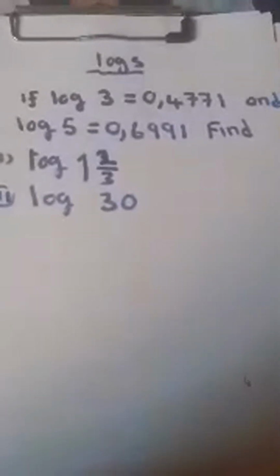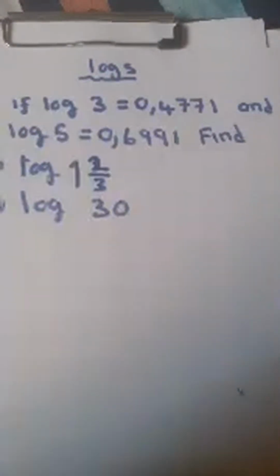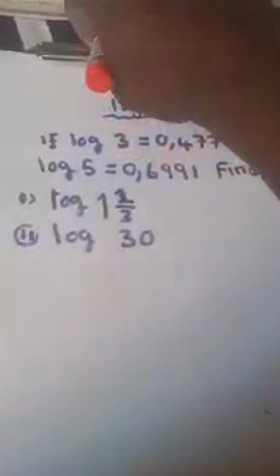Okay, so I have another question here, which says log 3 is equal to 0,4771, and log 5 is equal to 0,6991. Find log 1 and 2 over 3. Find log 30. This one is very simple again.